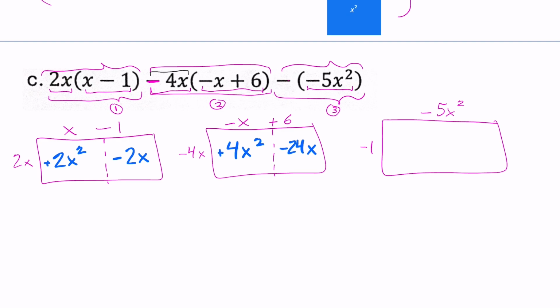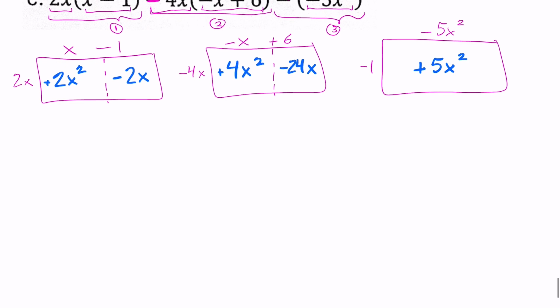Plus, plus. And then lastly, we have one group of -5x squared, and then you change the sign, so it's going to be positive 5x squared. Negative gives positive, right? Okay, sweet. So now we just combine the like terms.